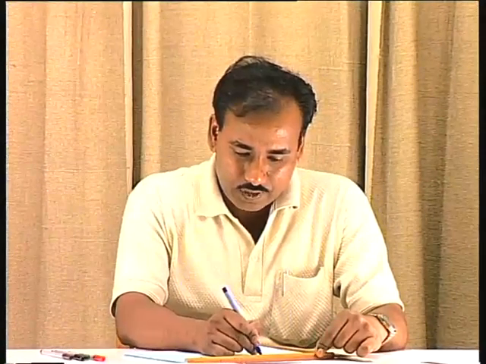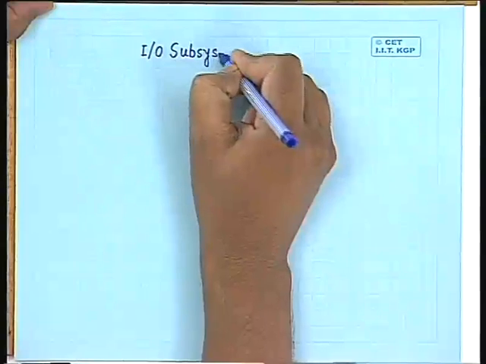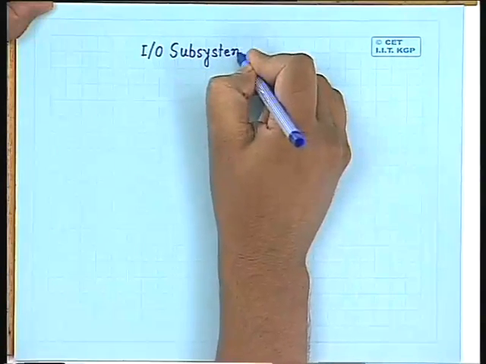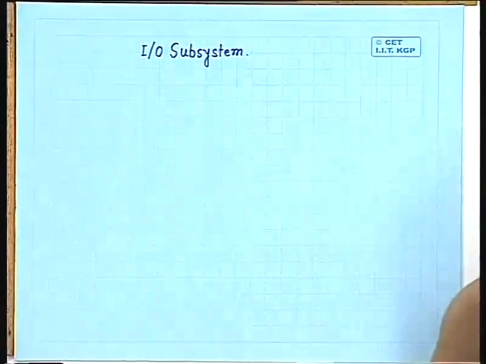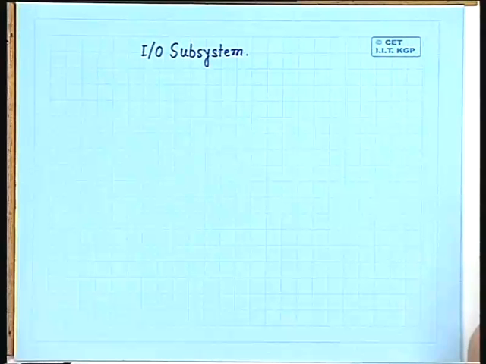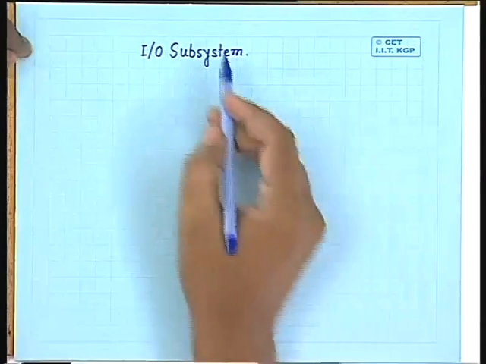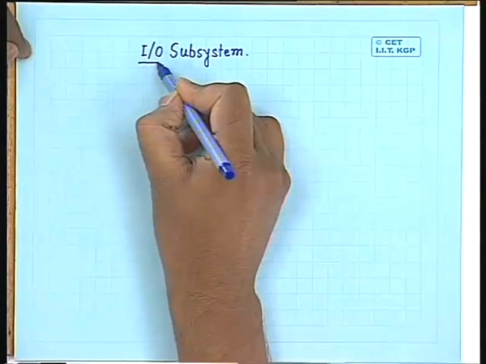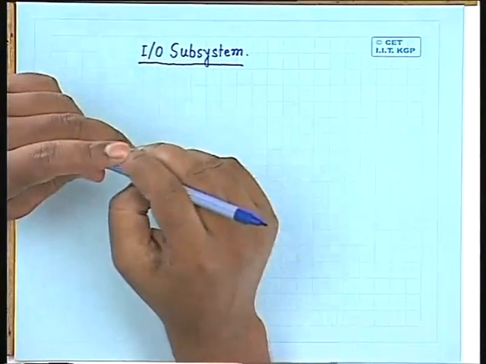Okay, today we are going to discuss what is called an input-output or I/O subsystem. You know that in any computer system, there are a number of input-output devices, including, say, keyboard, video monitor, printer. Even the hard disk is also considered an input-output system or I/O system. When we talk about this I/O subsystem, it is the unit which interacts with the input-output device.